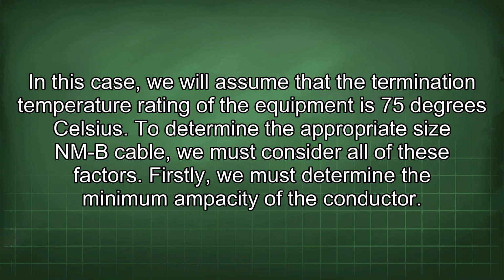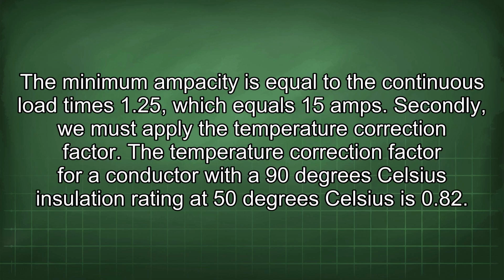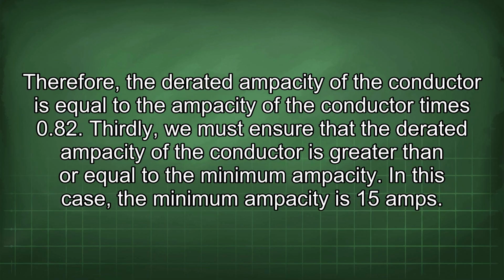To determine the appropriate size NMB cable, we must consider all of these factors. Firstly, we must determine the minimum ampacity of the conductor. The minimum ampacity is equal to the continuous load times 1.25, which equals 15 amps. Secondly, we must apply the temperature correction factor. The temperature correction factor for a conductor with a 90 degrees Celsius insulation rating at 50 degrees Celsius is 0.82. Therefore, the derated ampacity of the conductor is equal to the ampacity of the conductor times 0.82.